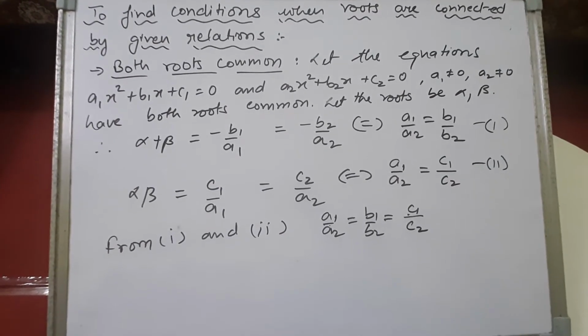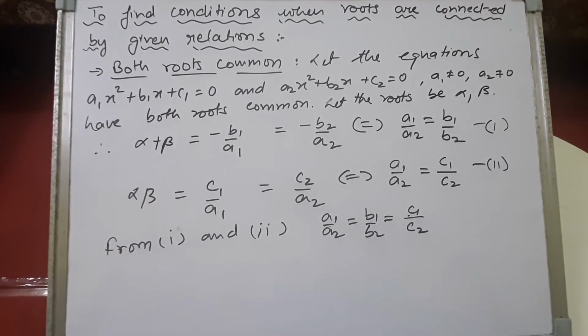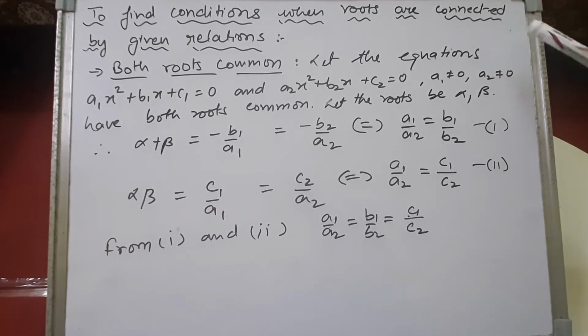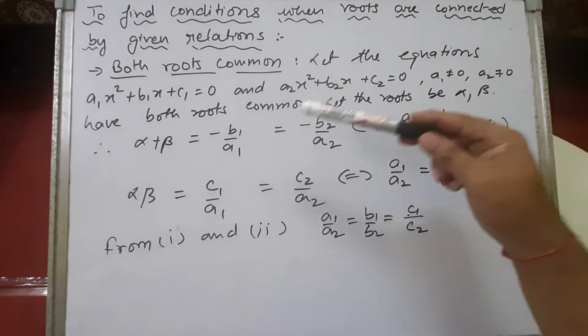Now children, we have to find the conditions when the roots are connected, and the second point is both roots are common. Okay, for this, let the equations be the same as we have done in the previous point. a1 x square plus b1 x plus c1 equals 0 and a2 x square plus b2 x plus c2 equals 0, where a1 and a2 both are not equal to 0. They have both the roots common. Now these two equations have both the roots common.